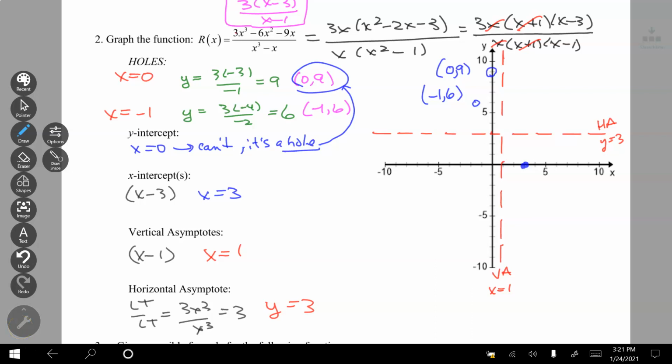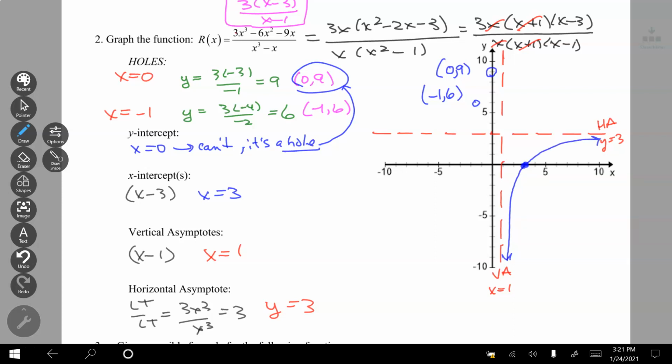Okay, you can see I plotted my holes. I have my x-intercept. I don't have a y-intercept because it's a hole. I have the asymptotes, so the right side is pretty easy. I have a dot to go through, so I'm going to start at negative infinity next to the asymptote, go through the x-intercept and level off at the horizontal asymptote.